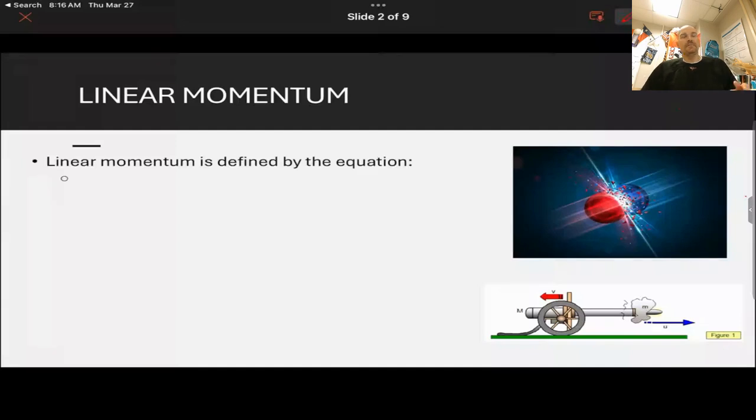Linear momentum is defined by the equation P equals mv. Something to note is that it is a vector. Another difference between Physics 1 and Physics C is that in Physics C, you may run into two-dimensional collisions later. So you may have to break up that velocity vector into components by using sine and cosine.